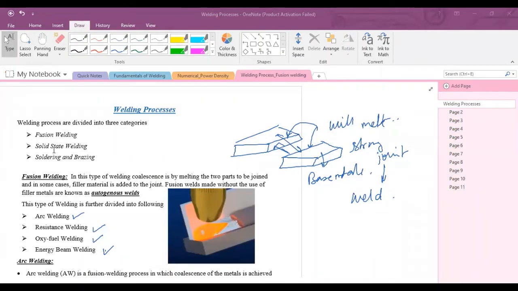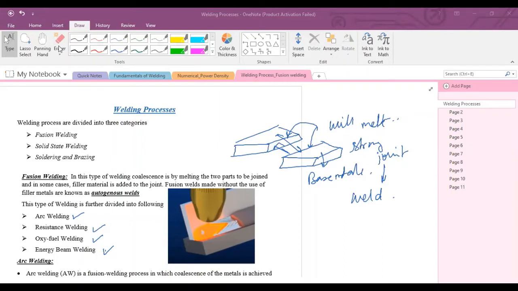As we have already discussed the fundamentals of welding, now we will learn about the welding processes. There are three main types of welding processes: fusion welding, solid state welding, and soldering and brazing. First, I will explain what fusion welding is.